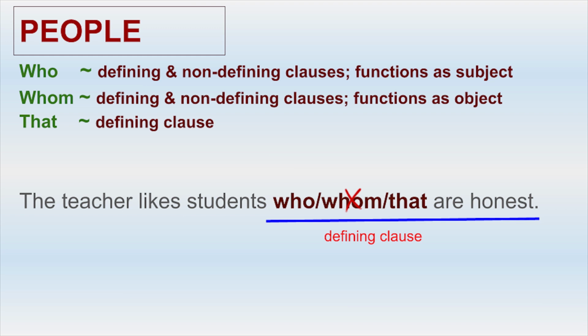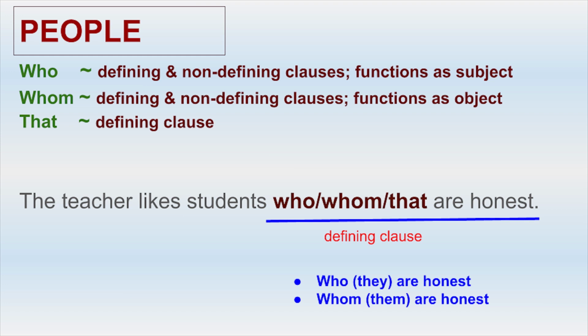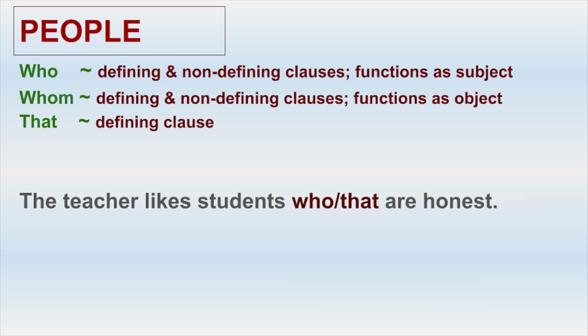Another way to determine if who or whom is correct is to substitute they for who and them for whom. They are honest is correct. So now we are left with who and that. Who and that are used in defining relative clauses, so they are interchangeable. Both can be used. So our sentence would be, the teacher likes students who are honest, and also correct would be, the teacher likes students that are honest.